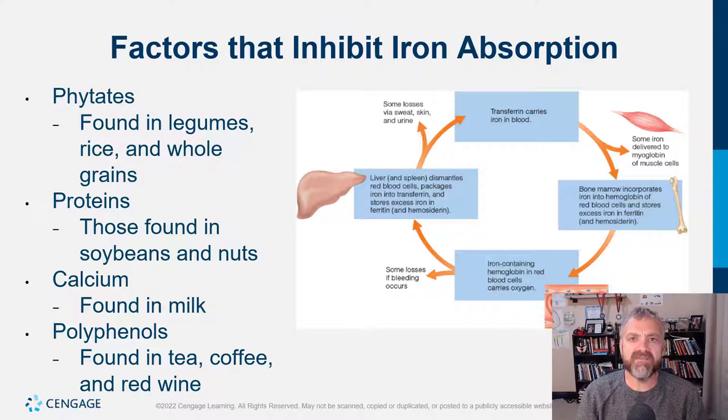And then something called polyphenols. These are antioxidants. They're not bad, but they do inhibit absorption of iron. So they're found in things like tea, coffee, and red wine. Maybe tannins would be an example, something like this. So these things do impair absorption.